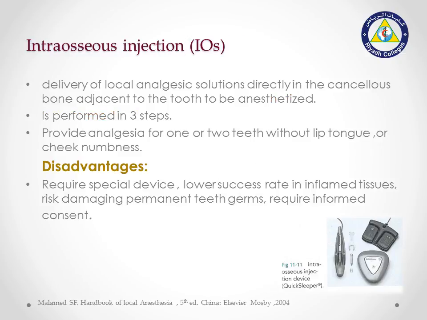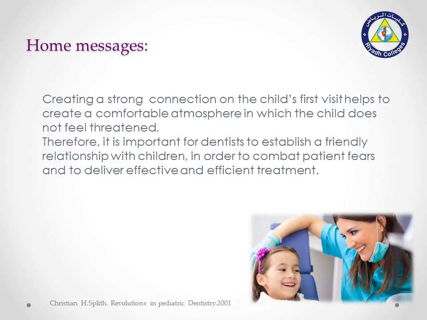Intraosseous injection, delivery of local analgesic solution directly to the cancellous bone adjacent to the tooth to be anesthetized, is performed in 3 steps: mucosal analgesia, perforation, and injection into the cancellous bone. It provides analgesia for 1 or 2 teeth without lip, tongue, or cheek numbness. Disadvantage: requires special device, lower success rate in inflamed tissue, risk of damaging permanent tooth germs, and requires informed consent.